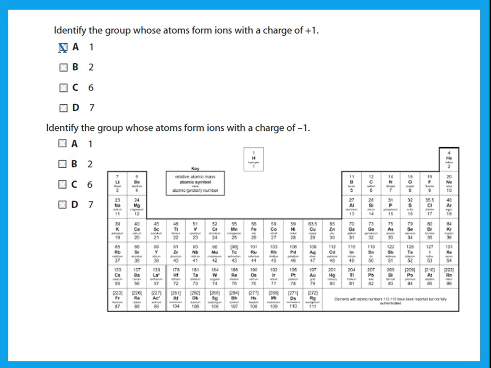Okay? Do we understand that? So anything in group 1 has 1 electron in its outer shell. It needs to lose it in order to have a charge of +1.